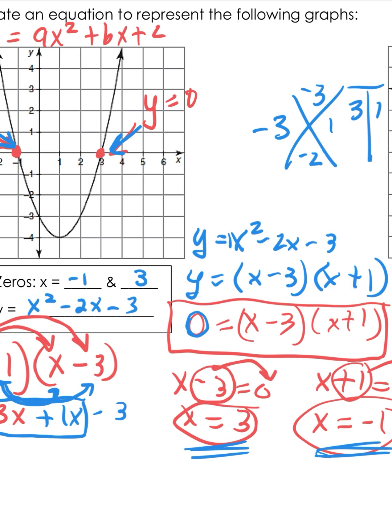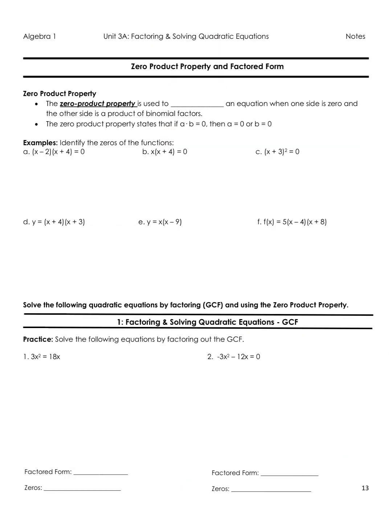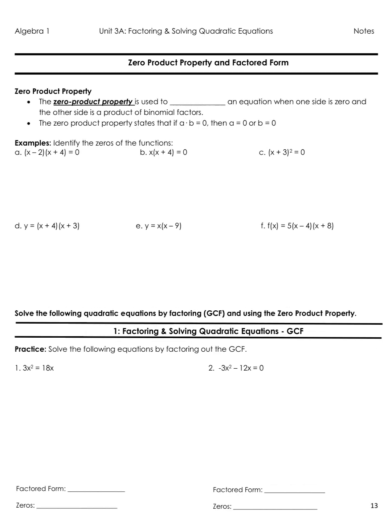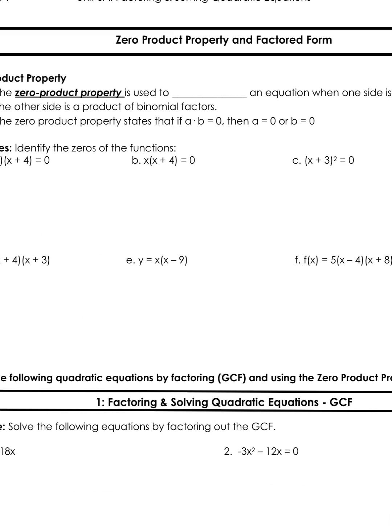So let's get back to what you really need to learn how to do right now, and that is to use the zero product property to solve expressions. So we're going to use the zero product property to solve an equation, okay? And the idea is, again, a times b equals 0. If that's true, then a equals 0, and so does b.